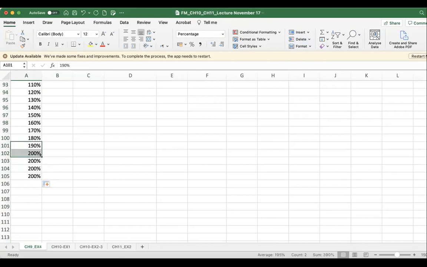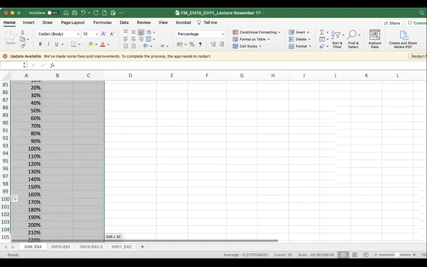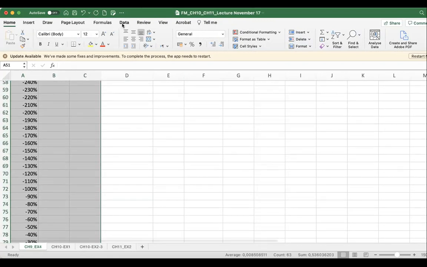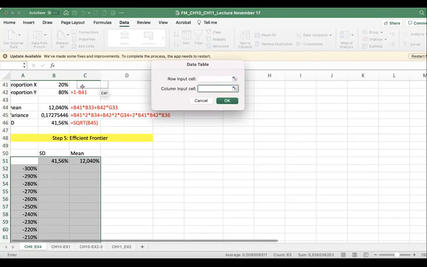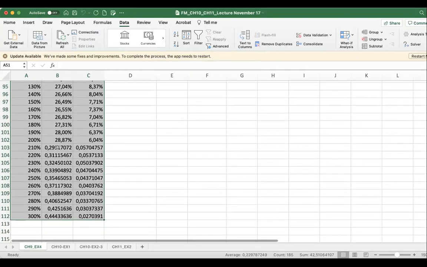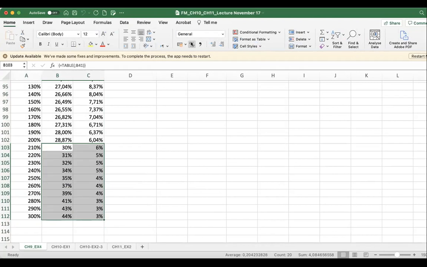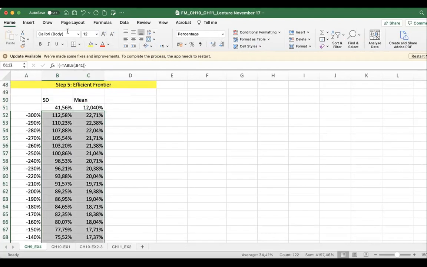Sorry. خلينا نوصل مثلا 300%. Data, what if analysis, data table, column input cell, proportion of X. It's 1 into percentage. I will select all the possible combinations and I will insert a chart.